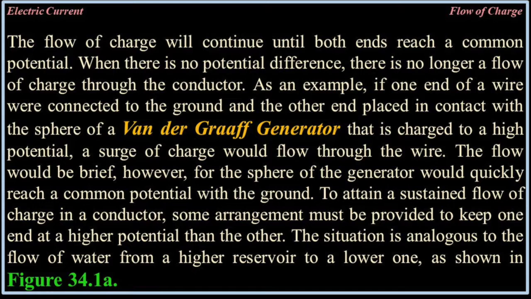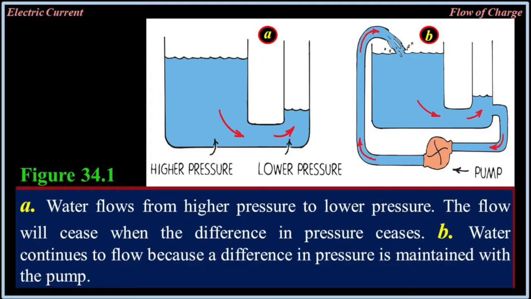The flow would be brief, however, for the sphere of the generator would quickly reach a common potential with the ground. To attain a sustained flow of charge in a conductor, some arrangement must be provided to keep one end at a higher potential than the other. The situation is analogous to the flow of water from a higher reservoir to a lower one, as shown in figure 34.1a.